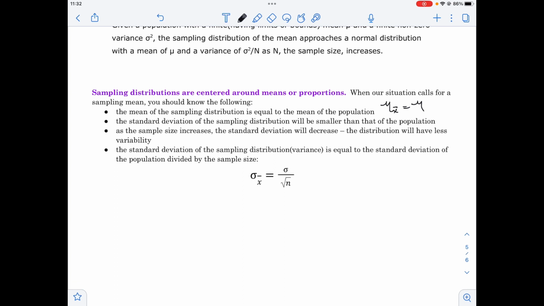Now, the standard deviation of the sampling distribution is equal to the standard deviation of the population divided by the sample size. And that should say divided by the square root of the sample size. So that was our formula that we talked about. Hopefully this helps.